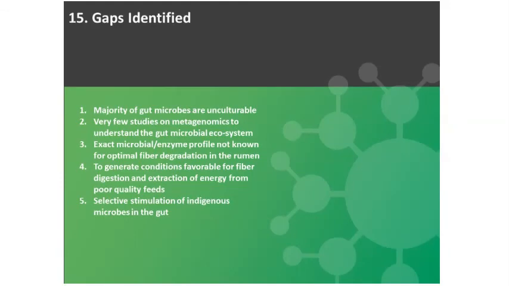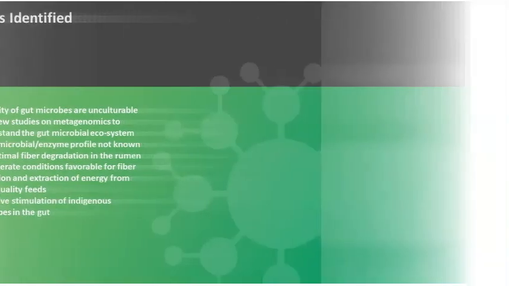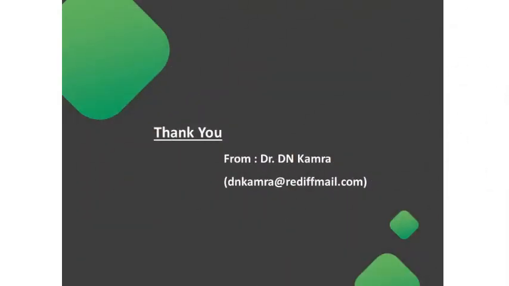Exact microbial and enzyme profiles are not known for degradation of a particular fiber-based diet. On each of the fibers, the enzymes and the microbial profile might be different. Therefore, selective stimulation in the rumen and selective removal of the non-useful microbes from the rumen might make the job easier to understand the rumen fermentation and to manipulate it for better animal productivity on high roughage fed animals.